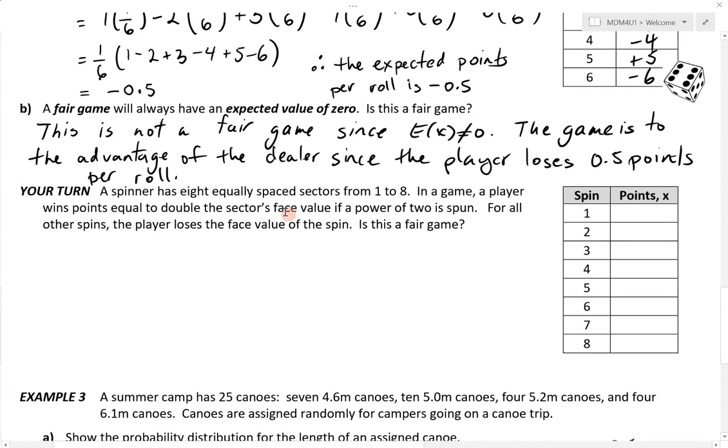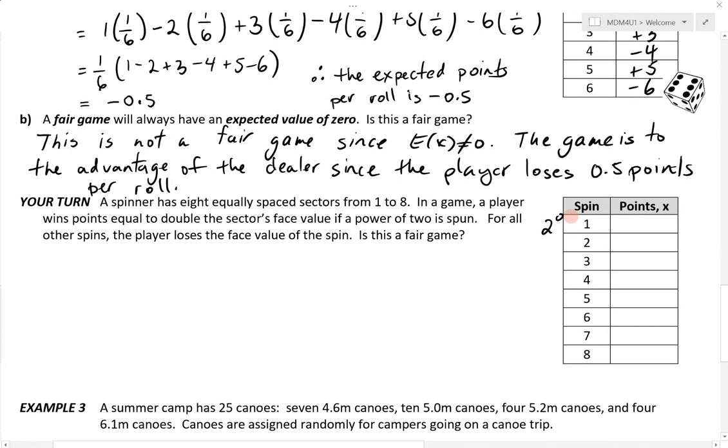Okay, so hopefully you had a chance to do it. Let's take it up. So the spinner has 8 equally spaced sectors from 1 to 8. Here they are, from 1 to 8. If your spin is from one of these sectors, you're going to get a certain number of points. You win points equal to double the sector's face value if a power of 2 is spun. For all other spins, the player loses the face value of the spin. So you have to check which of these numbers is a power of 2. Well, 1 is a power of 2 because it's 2 to the power of 0. 2 is a power of 2 because 2 to the power of 1 is 2.